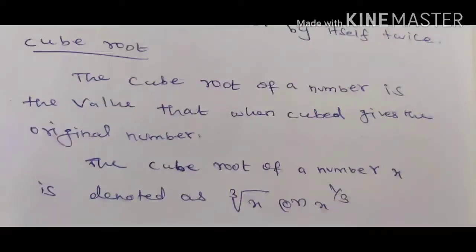Cube root: the cube root of a number is the value that when cubed gives the original number. The cube root of a number x is denoted as the cube root of x, or x to the power 1 by 3.